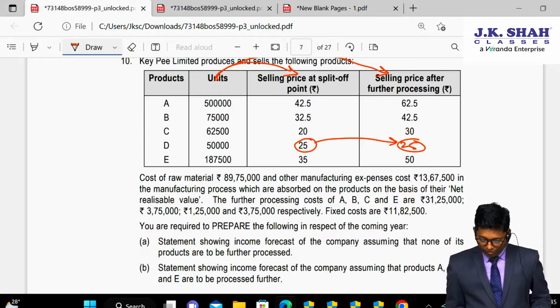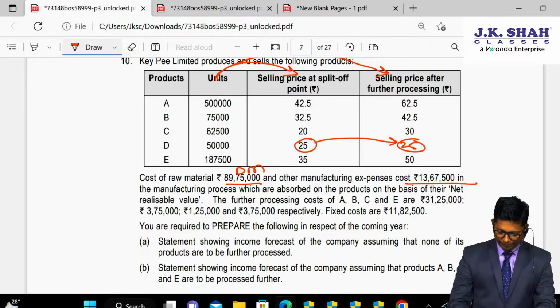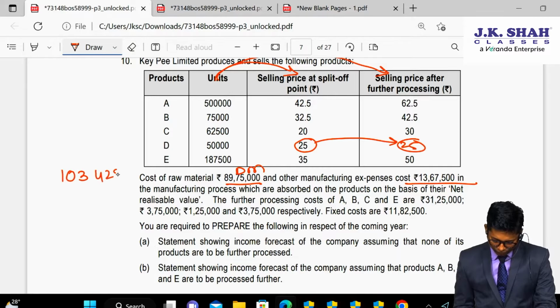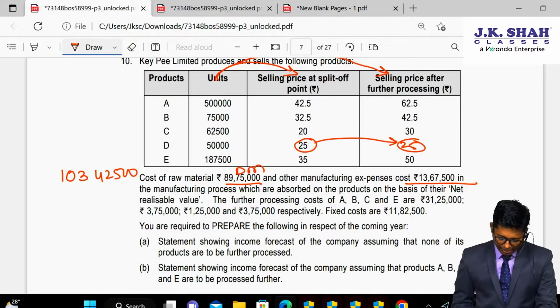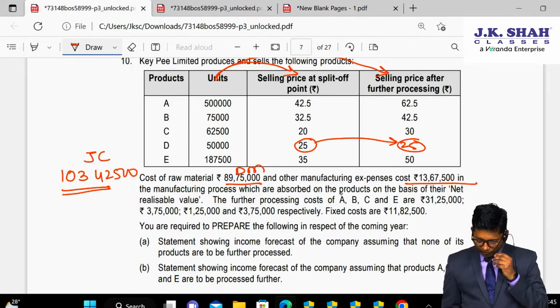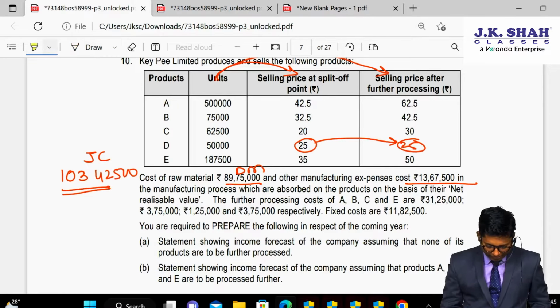Now the cost of raw material is given, that is direct material cost, and manufacturing expenses are given. If you add them, 89,75,000 plus 13,67,500, you will be getting 1 crore 3,42,500, and this is to be considered as joint cost, which is to be apportioned. It is to be absorbed on the products on the basis of the method mentioned, net realizable value.